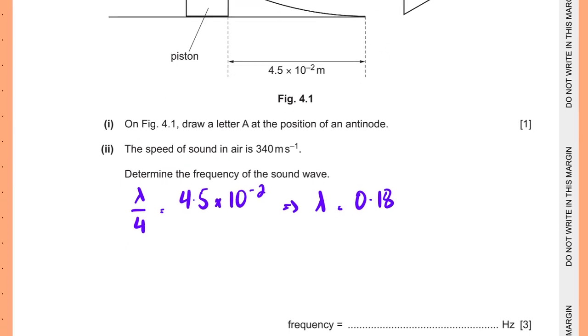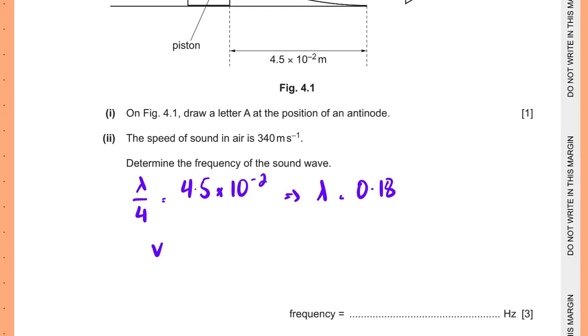And I need the frequency, so for this, I'll use v = fλ. So f would be equal to v over lambda, so that's 340 over 0.18. So 340 divided by this turns out to be 1888, so I can say 1900 hertz. Next part.